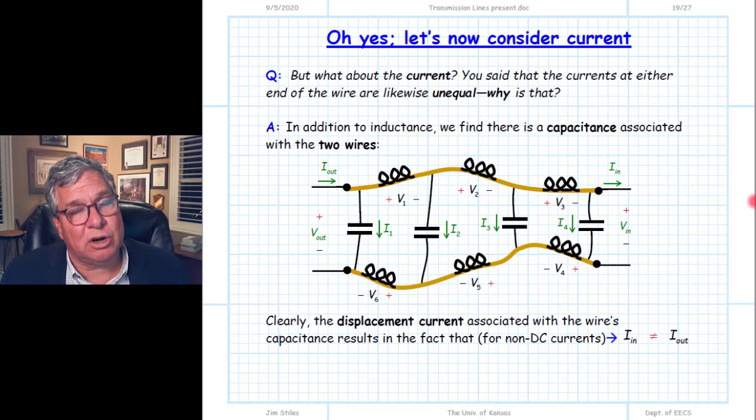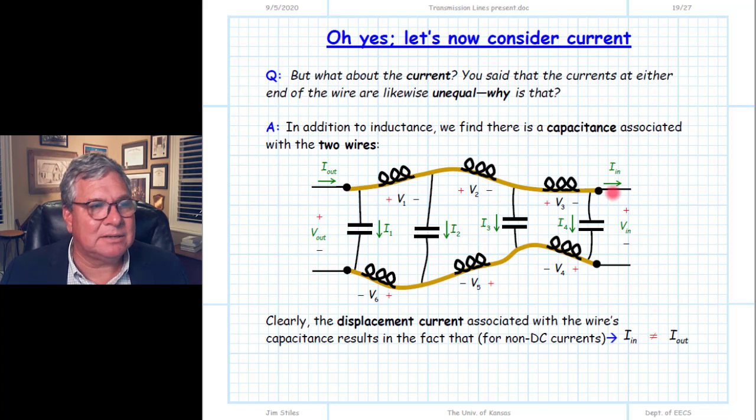Now let's consider current. Of course, we've always thought that the current coming into the wire must be equal to the current coming out of the wire. But once again, that's not necessarily true. We found that these will be equal if there is no current flowing from one wire to the other, but essentially there is in our system, and that is because the two wires themselves form a capacitor between them. There is a capacitance between one conductor and the other. And because there is a capacitor, we can have displacement current flowing from one wire to the next.